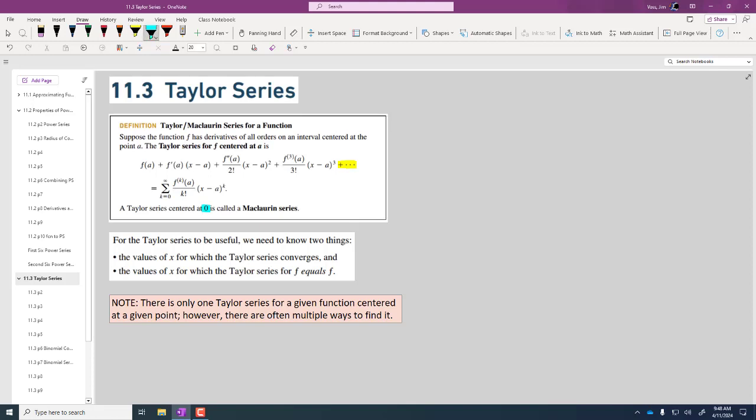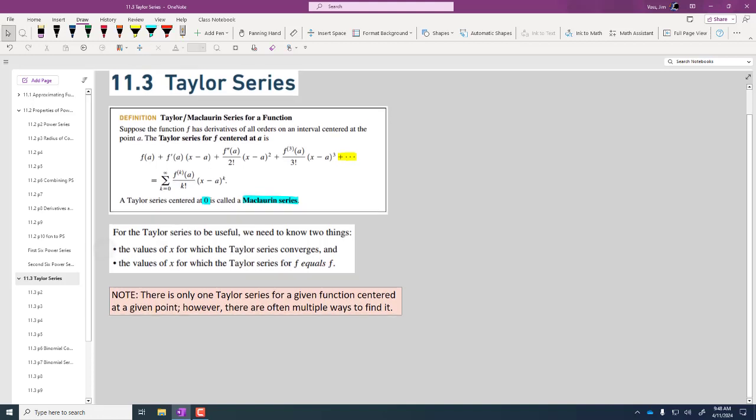Our series, lots of them are centered at the origin. The ones that are centered at the origin, we give a special name, the Maclaurin series. So if someone says find the Maclaurin series, then you automatically know that the center is 0. You don't have to ask the question, what is a? You know a is 0. So that's just a quick, easy way to indicate that the center is 0.